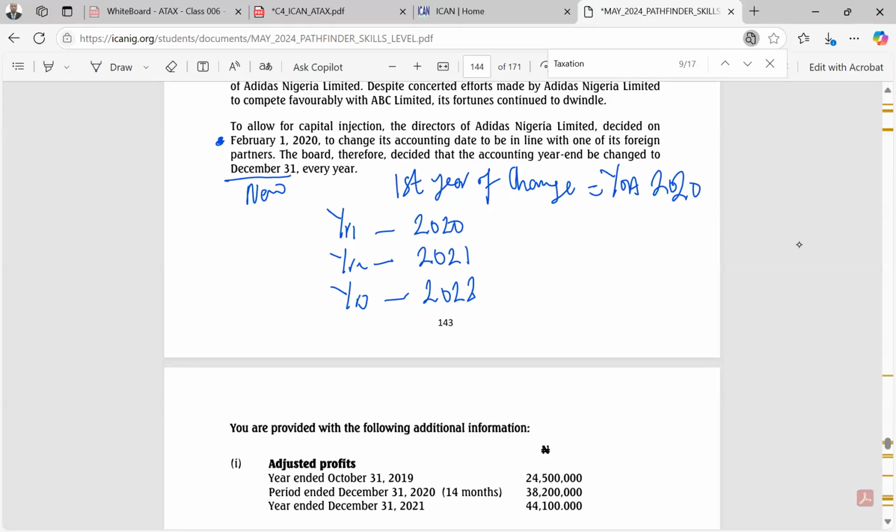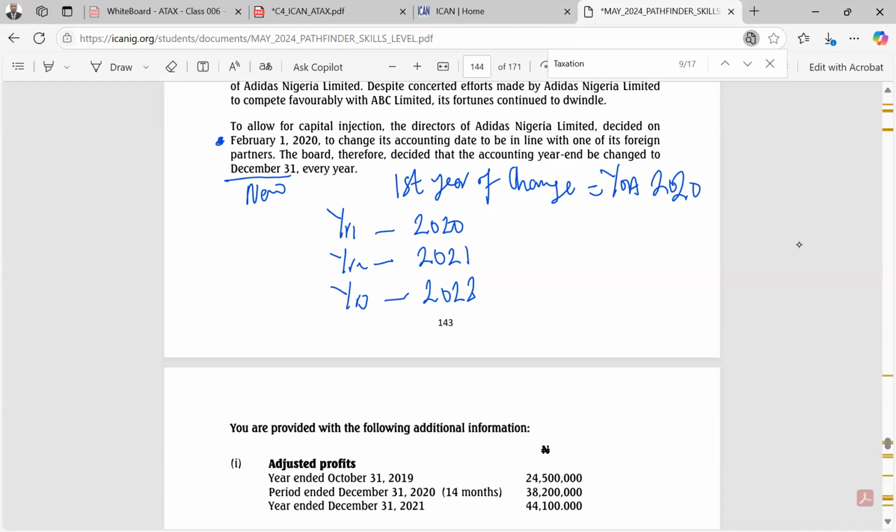I said that for you to identify the year the change began. I'm talking about the first year, which will be 2020. But everything is assessed on preceding year basis. Everything is assessed on preceding year. So the year of assessment will be 2021 for the first one, right?